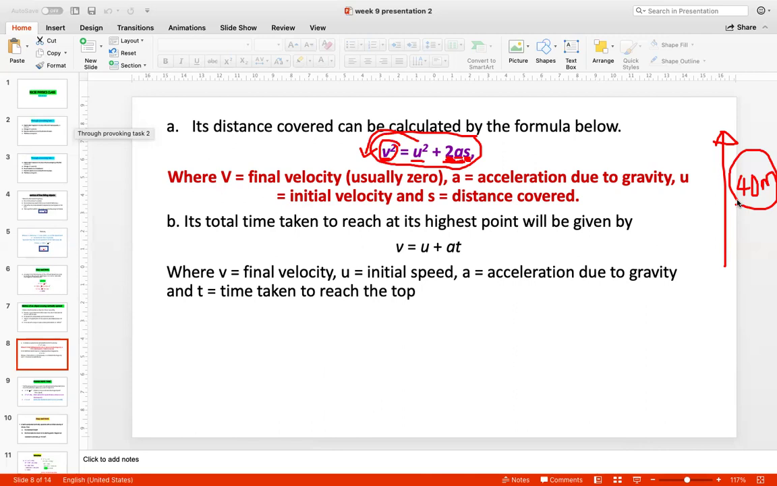But in the moment where distance is not given, we only have the initial velocity, and we want to know how long it will take, we can use this formula. So basically, which formula to use is determined by the parameters that are given in the question.